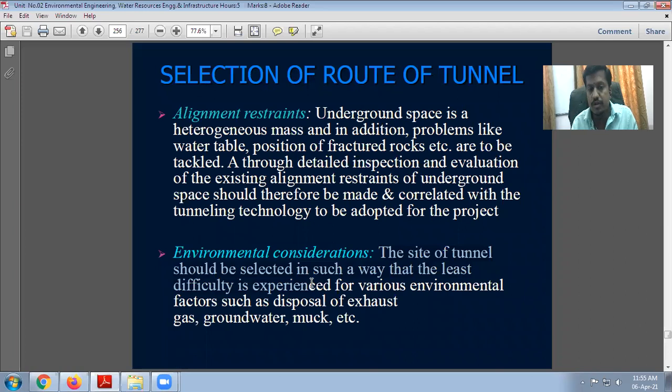The site of the tunnel should be selected in such a way that least difficulty is experienced for the environmental factors such as disposal of the exhaust gas.